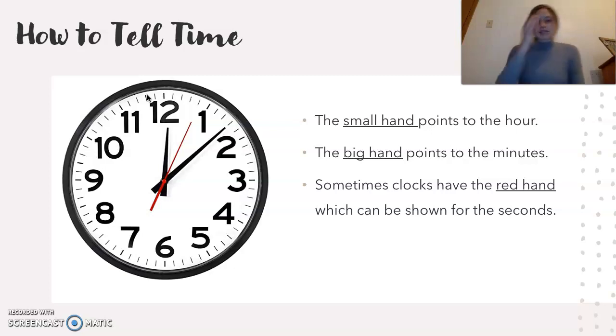Just a reminder, how we tell time, the small hand points to the hour, right? We talked about that, how that points to the hour, this right here, the small hand. And then the big hand right here, that talks about the minutes. That's how we tell the minutes. And now I had some of you ask me what the red hand means. The red hand is on some clocks, and that just shows the seconds. That's if you really want to look at the clock and see, oh, I'm only 30 seconds away till 1 o'clock, right? So we talked about that.